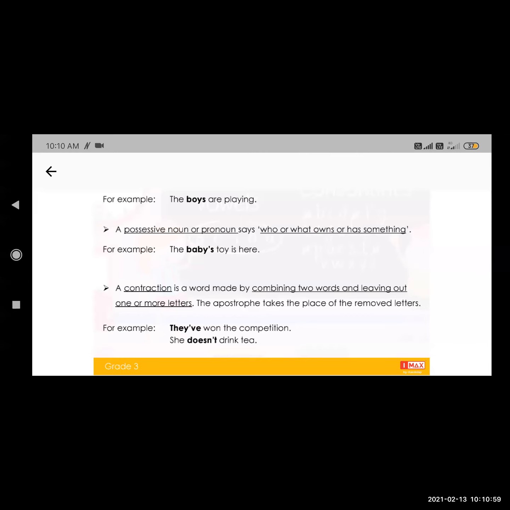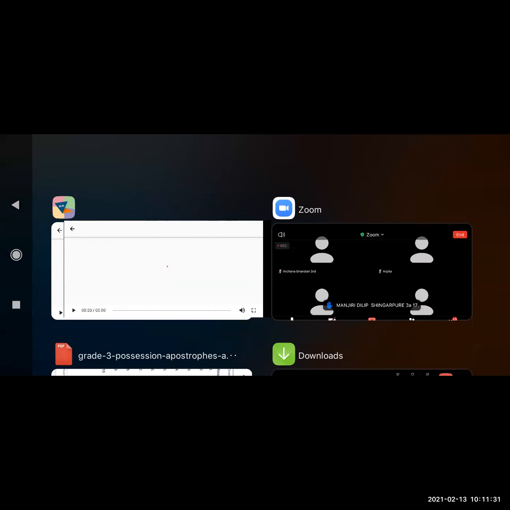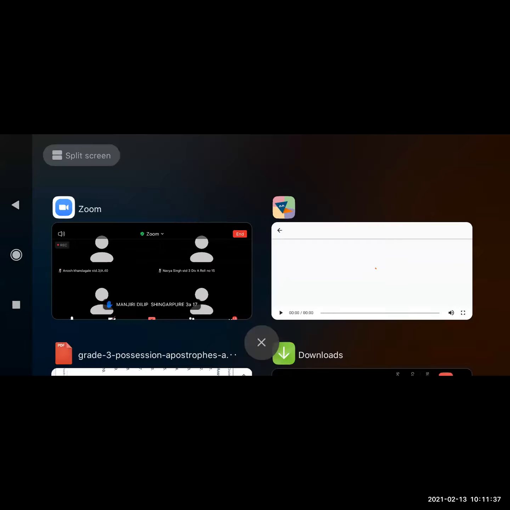For example, they have won the competition and she doesn't drink tea. In this way we use the apostrophe and shorten the letters, and we can make the full form of it, but we cannot make the full form of a possessive pronoun. This is the only difference. Let's see the same thing with more examples. Concentrate on the video.